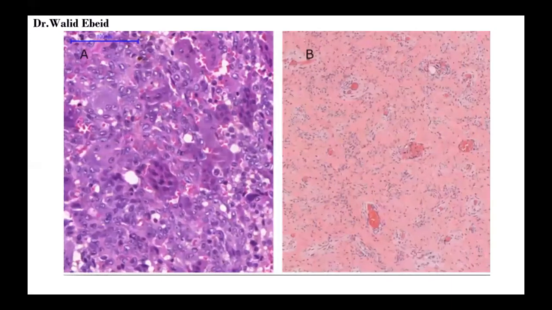You can see here to the left, this is a giant cell tumor prior to treatment, and this is after treatment. You see that the cells decreased in size, decreased in number. The giant cells became sparse. However, there is more fibrous stroma in between.